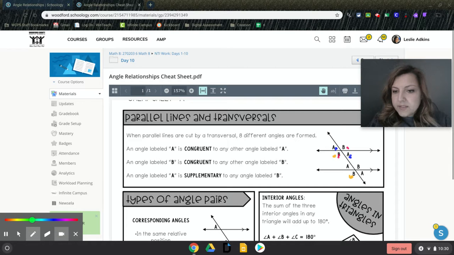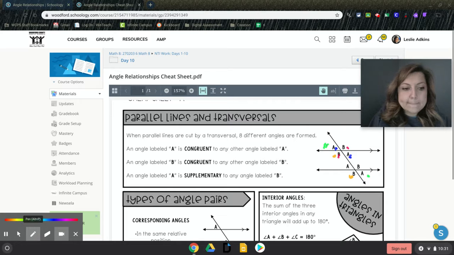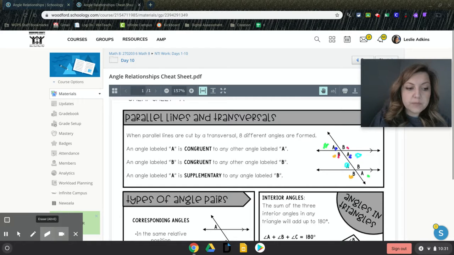All right, this green right here that I'm making, these are alternate exterior. They are on the opposite side and on the outside. And let's do this bluish color here. These right here are alternate interior. They're on the opposite side, but on the inside. So those are all going to be your congruent angle relationships.